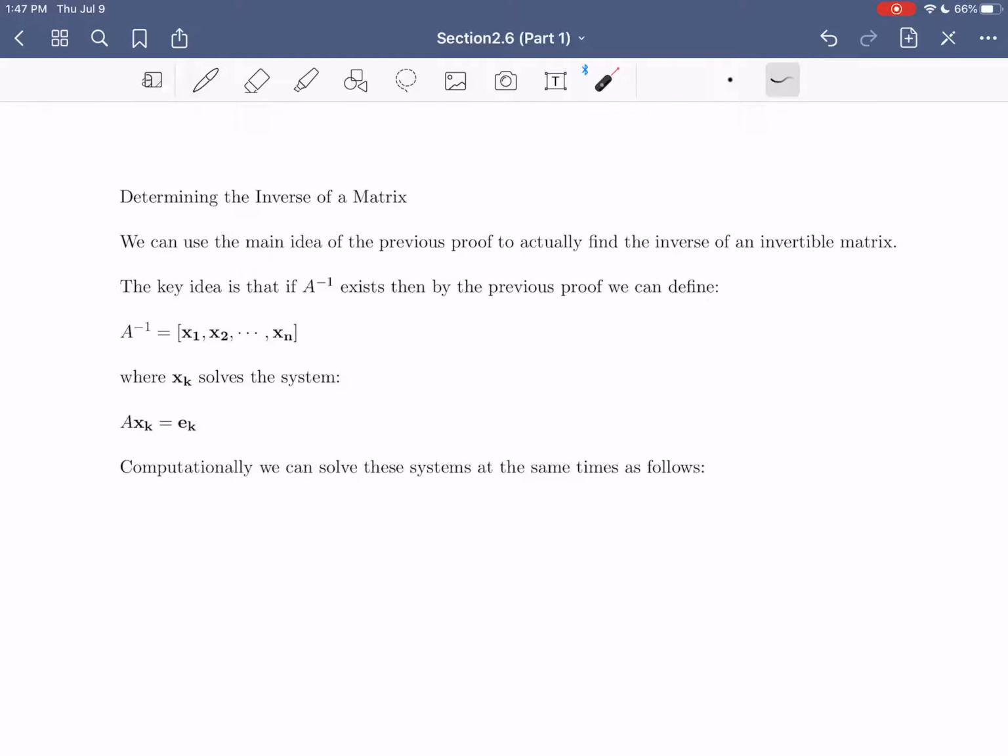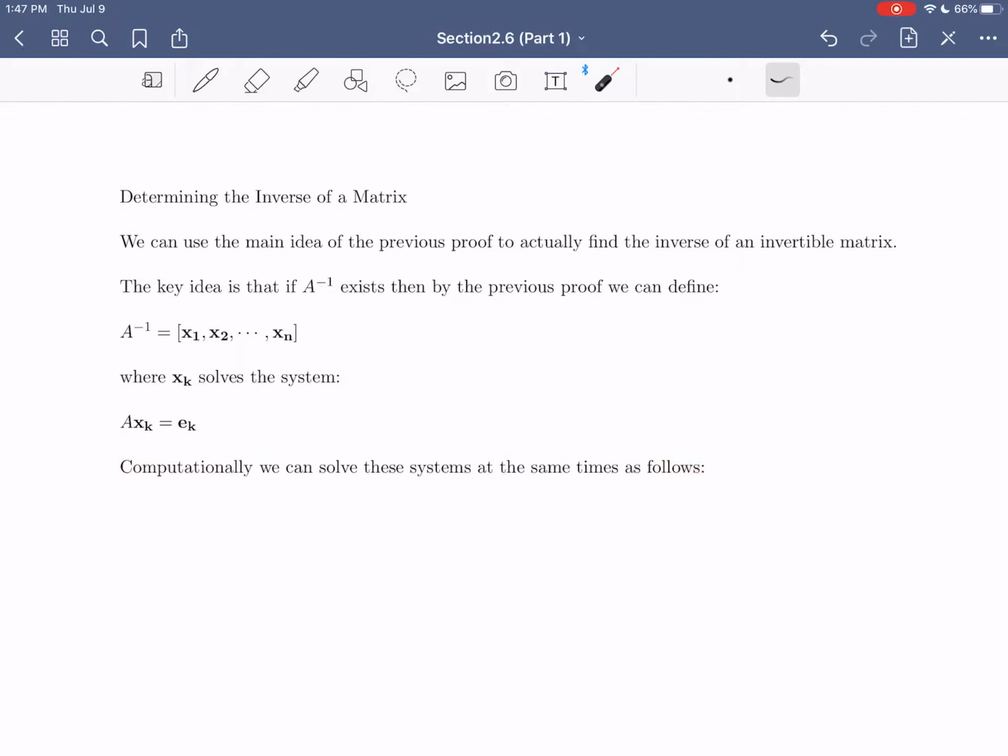Determining the inverse of a matrix. We really use the main idea of the previous proof to find the inverse of an invertible matrix. The key idea is that if A inverse exists, then by the previous proof, we can define A inverse to be x1, x2 through xn, where xk solves the system A xk equals E sub k.